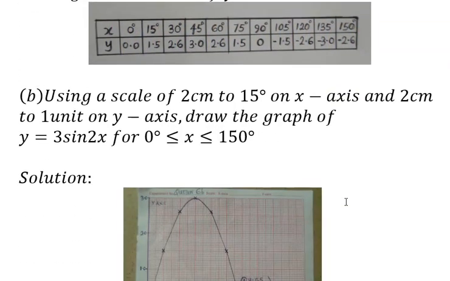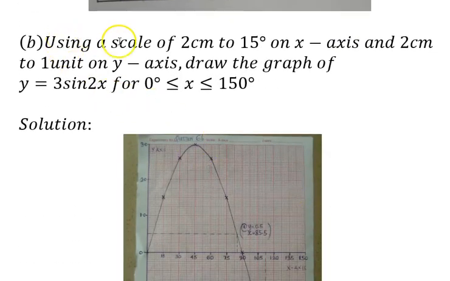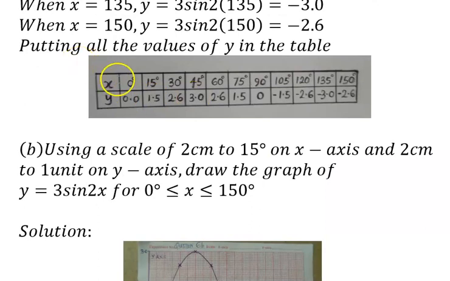Straight to the B part. Using a scale of 2 cm to 15 degrees on the x-axis and 2 cm to 1 unit on the y-axis, you have to draw the graph of y equals 3 sine 2x for x between 0 degree and 150 degree. So your job has been made easier. Since you've been able to complete the table, all you just need to do is to plot your y against your x, as the case may be.